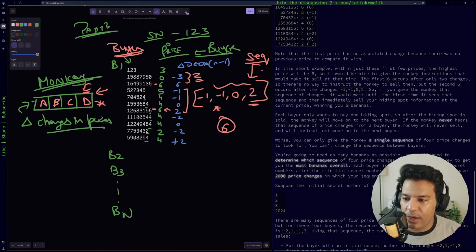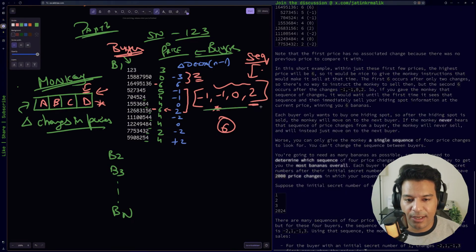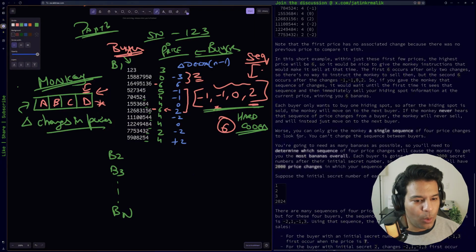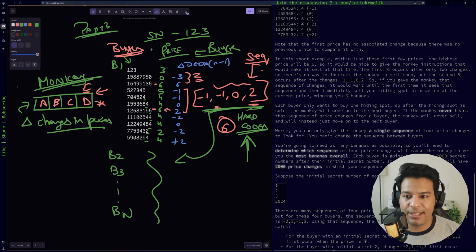And it seems like we can only give one sequence to the monkey because we cannot change the sequence for the buyer, because it says that if the monkey never hears the sequence of price changes, the monkey will never sell. So this is like a hard-coded sequence. I'm using programmatic terms, but that does make sense. But let's read forward. Worse, you can only give the monkey a single sequence of 4 price changes to look for. You cannot change between the buyers. So yeah, of course, this is hard-coded. So once you give the sequence, this will apply to every buyer there is, up to buyer n. And if it doesn't find the sequence, it will just skip it.